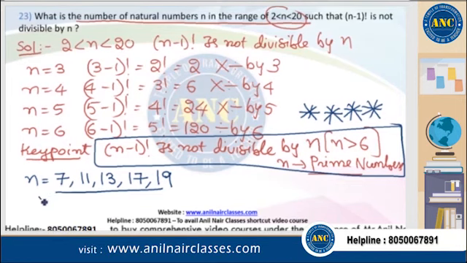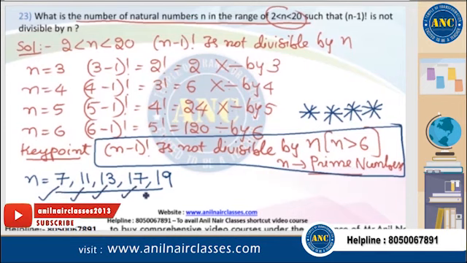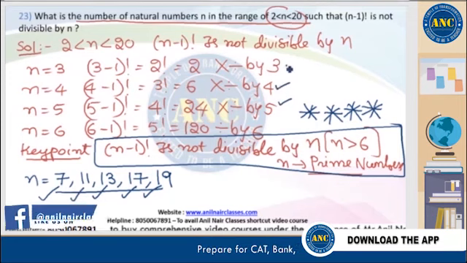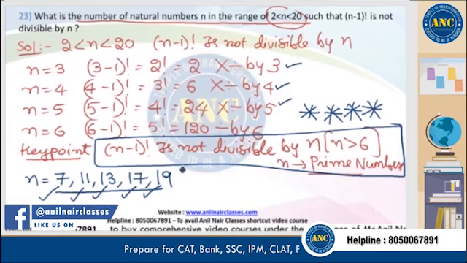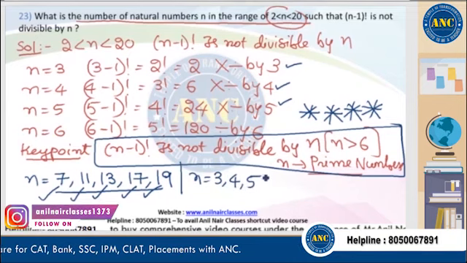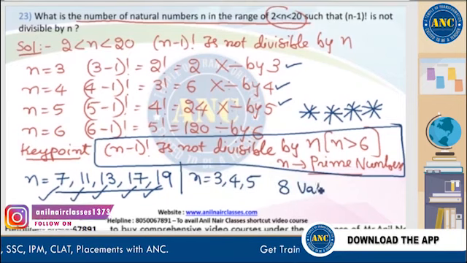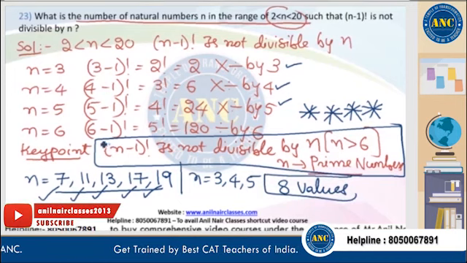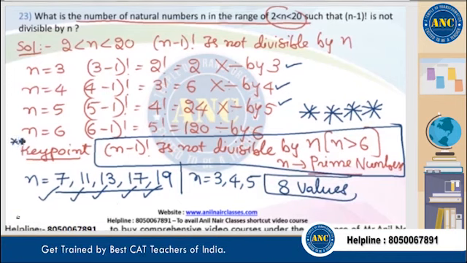So totally how many values? 1, 2, 3, 4, 5. 5 values we got here. 6, 7, 8. So in addition to this, we will also take n value 3, 4, 5. 5 plus 3, total 8 values n will take such that n minus 1 factorial is not divisible by n.